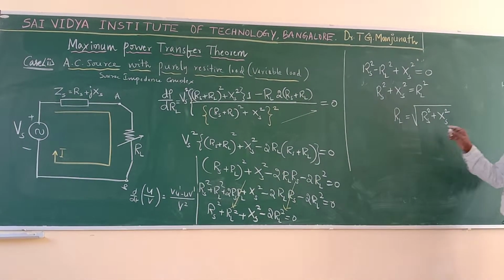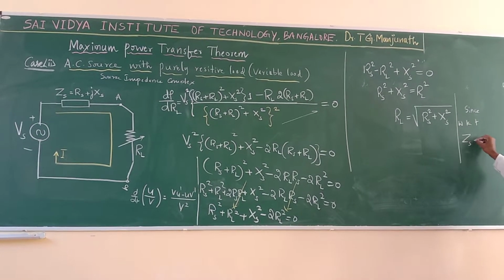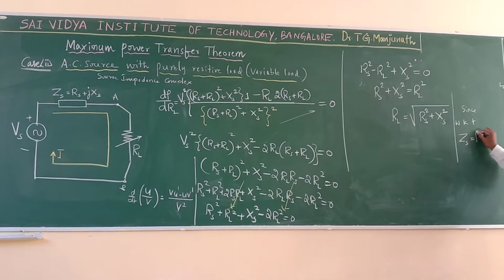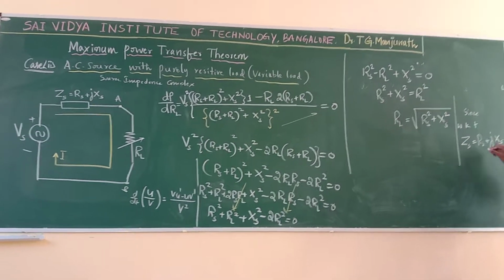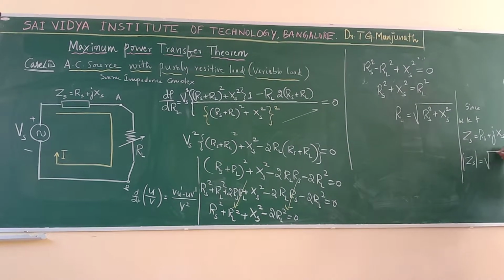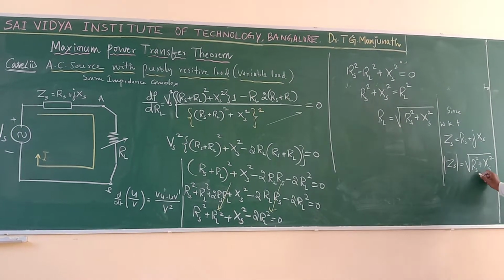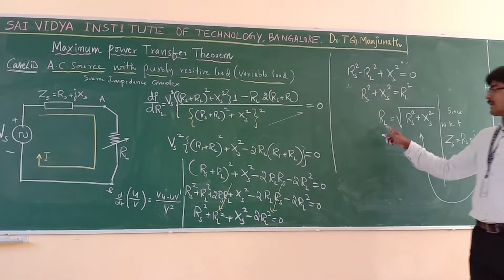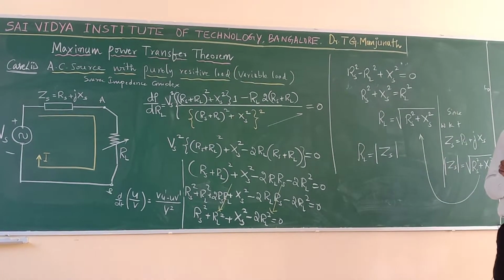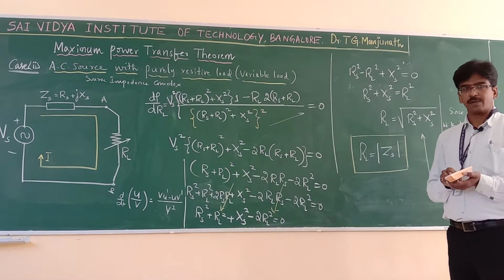Now, I will express this in the other form. Since we know the source impedance ZS is equal to RS plus JXS, suppose if I take the magnitude, it is equal to the root of RS square plus XS square. That means this is the same as this. Therefore, I can rewrite this as RL should be equal to the magnitude of ZS. So this is the condition for maximum power transfer in this case.